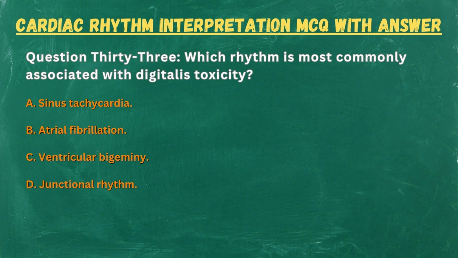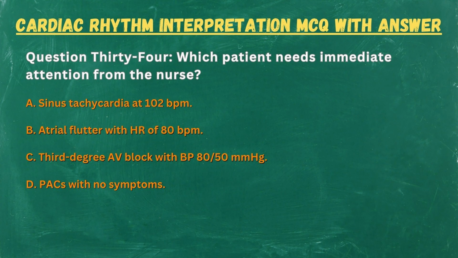Question 33. Which rhythm is most commonly associated with digitalis toxicity? A. Sinus tachycardia. B. Atrial fibrillation. C. Ventricular bigeminy. D. Junctional rhythm. Answer: D. Junctional rhythm.